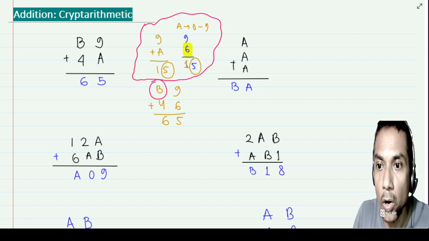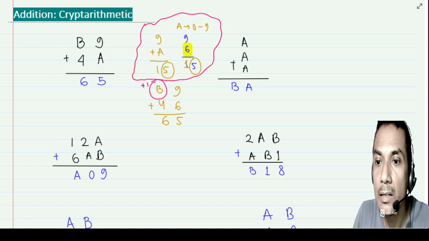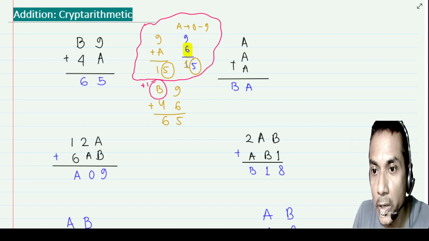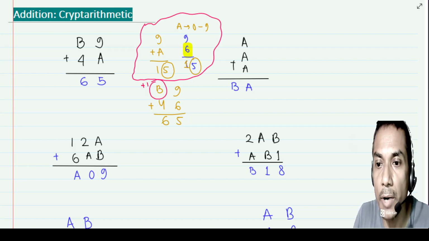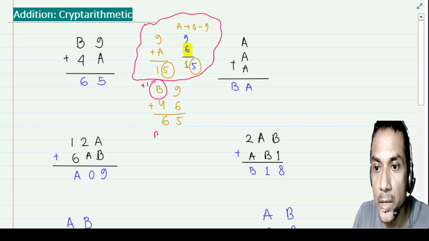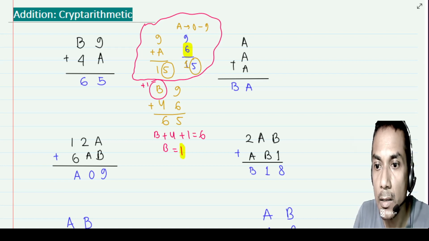Now you already know that here we get plus 1 from the carry forward, right? So to get the B, we have to write B plus 4 plus 1 is equal to 6. Clear? So B is equal to 1. Now finally we get B is equal to 1.